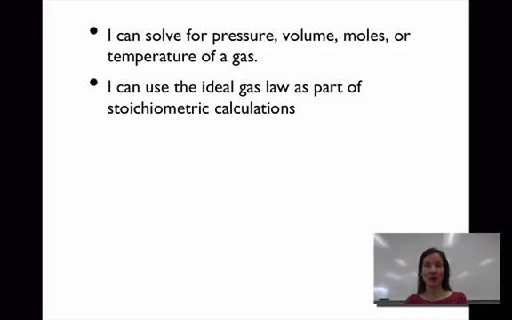This video will focus around two components. One, continuing our ability to solve for pressure, volume, moles, or temperature of a gas using the ideal gas law, and then also using the ideal gas law as part of a stoichiometric calculation, which is one of the hardest problem types we'll have for this unit.